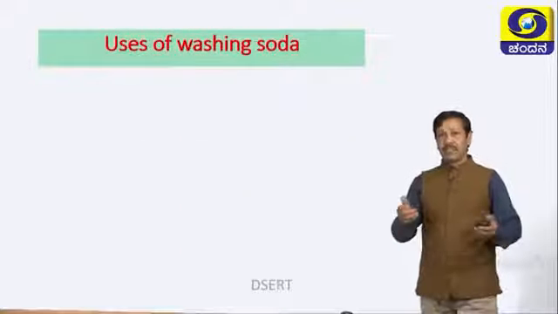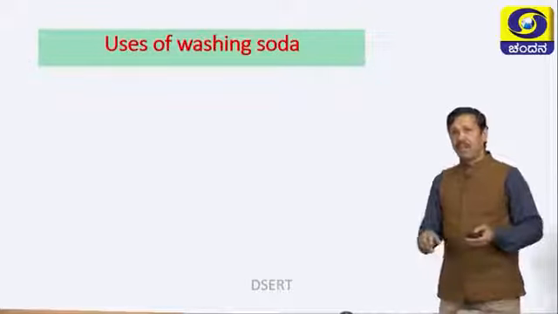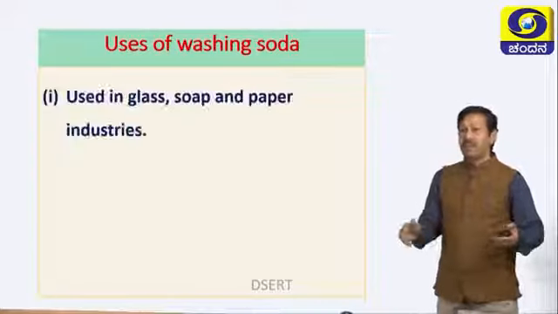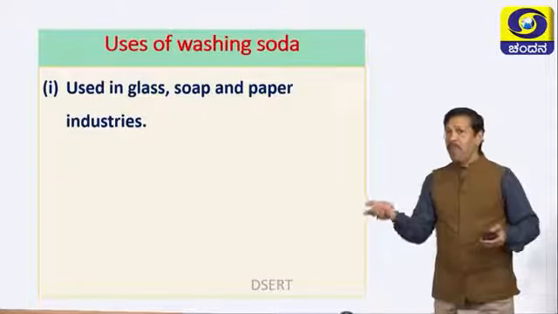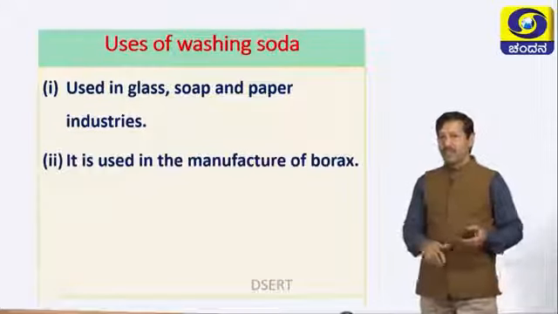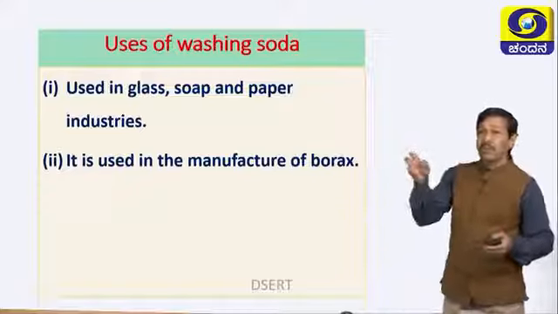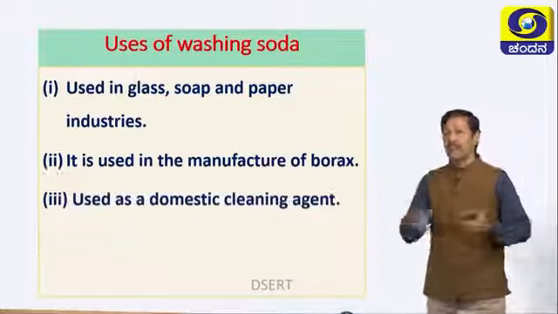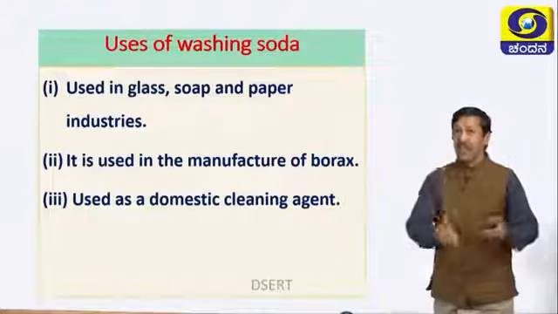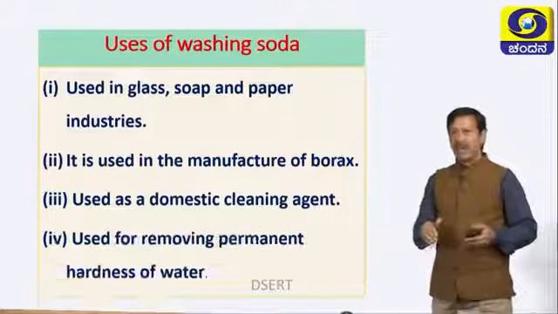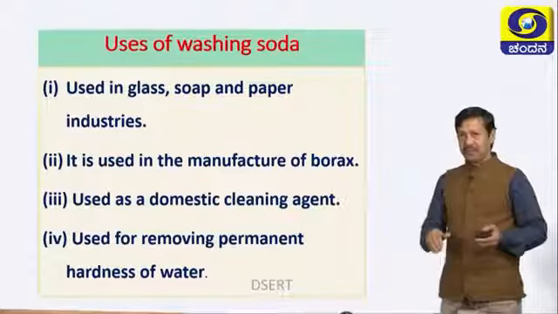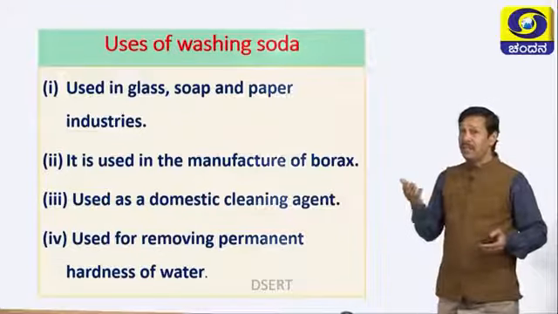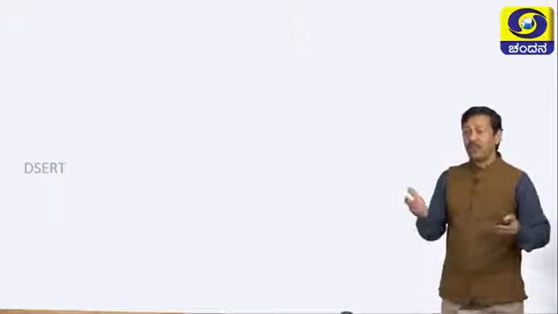The next one is uses. Sodium carbonate is used for many purposes: in glass, soap, and paper industries, and also in the manufacture of the sodium compound called borax. It is also used as a domestic cleaning agent and for removing permanent hardness of water. Thus it has many uses, a very important compound also.